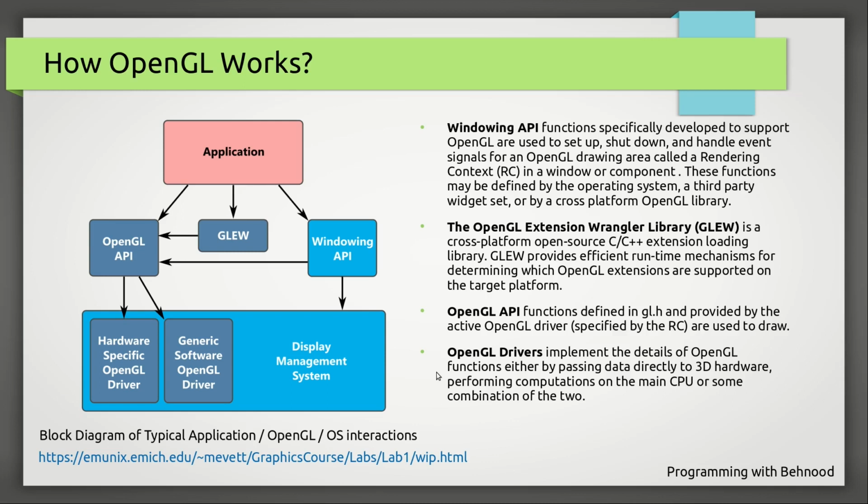Okay, so how does OpenGL work? As you can see, this is a typical application, OpenGL, and OS interaction diagram. Here we see the interaction between the application, the OpenGL API, the windowing API, and something called GLEW. GLEW is a cross-platform, open source C/C++ extension loading library, and we can see the interactions between the OpenGL API and the hardware, OpenGL drivers, and things like that.